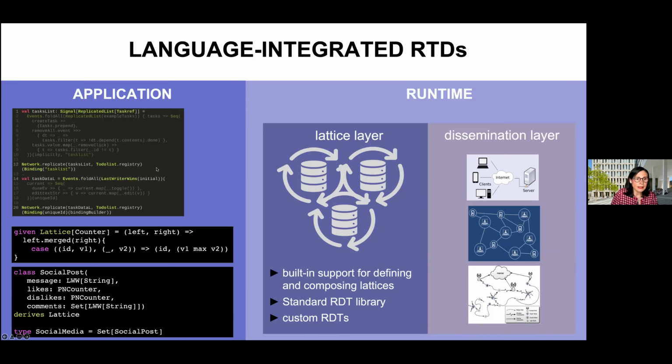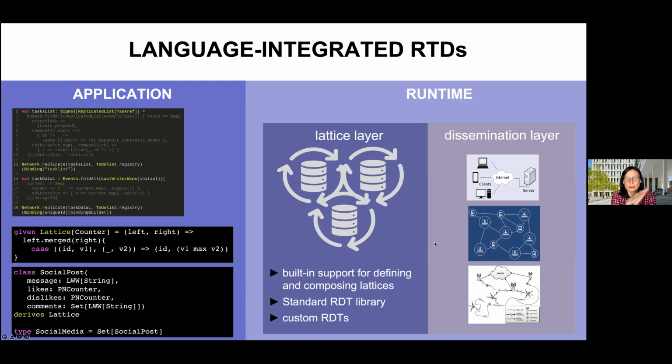So basically the programmer can, given some custom data type, not data in a database, but some application-level data type, in this case a counter, say, okay, take this counter and turn it into a conflict-free replicated data type by providing a merge operator. And a nice feature is that I can also take several replicated data types and combine them into a more compound data type, like a social post, composed of messages and likes and dislikes and comments. Then the runtime will automatically derive a lattice representation for the social post from the lattice representations of its ingredients.